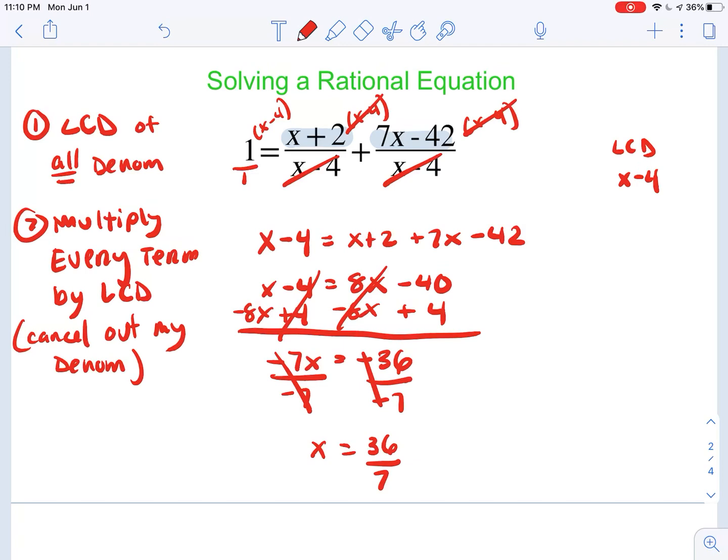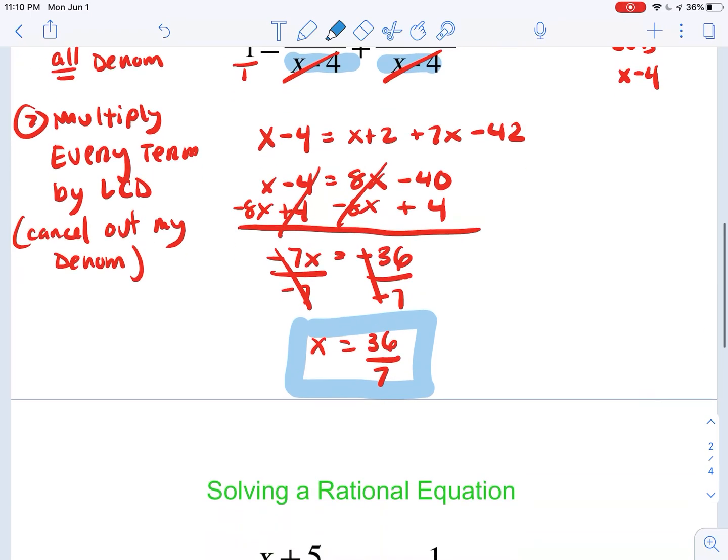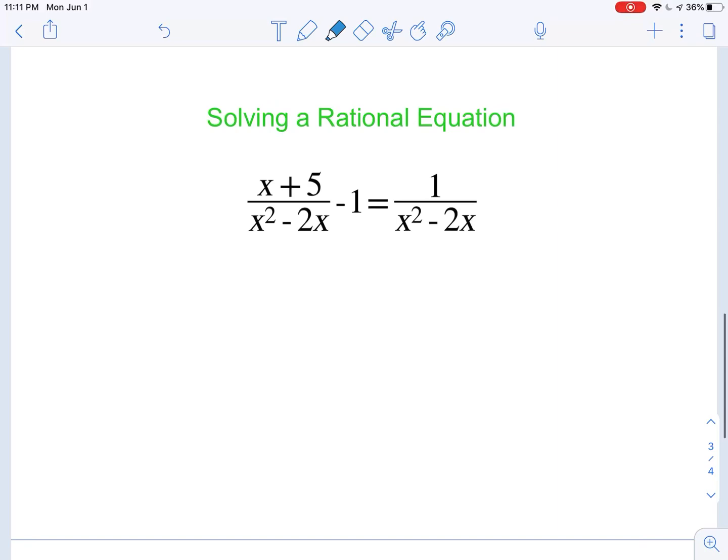So now the only thing that will stop this from being a solution is if my denominators become 0 if I plug this number in. Now 36 divided by 7 just gives me a decimal. So if I take that value and subtract 4, it does not make it 0. So we're in good shape. That is a solution.